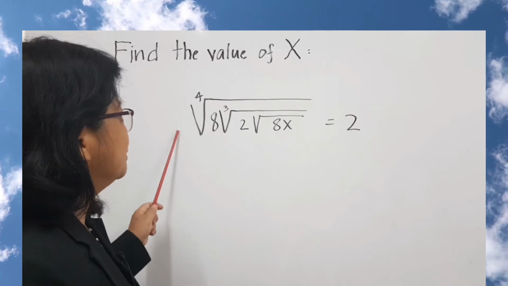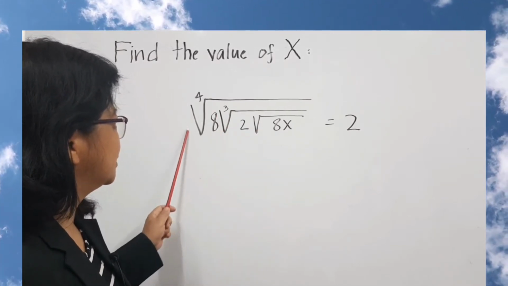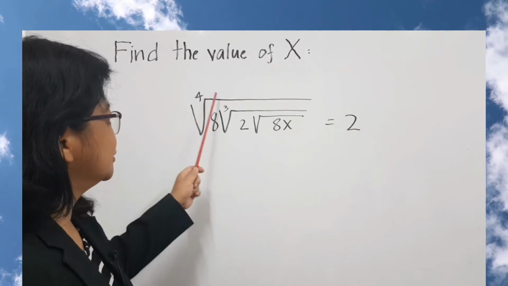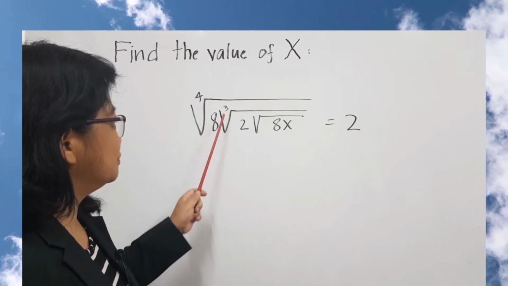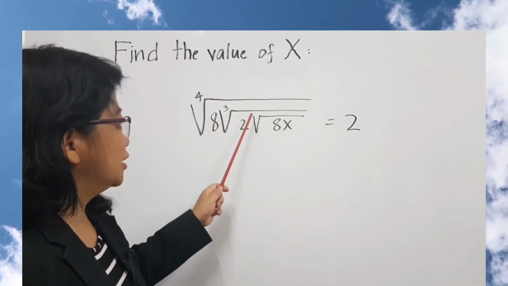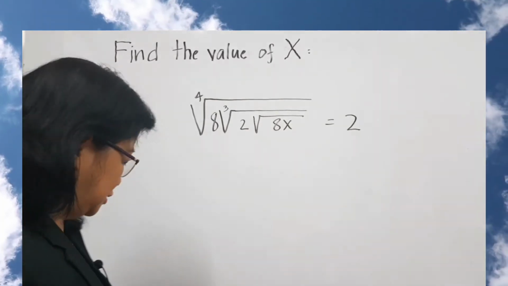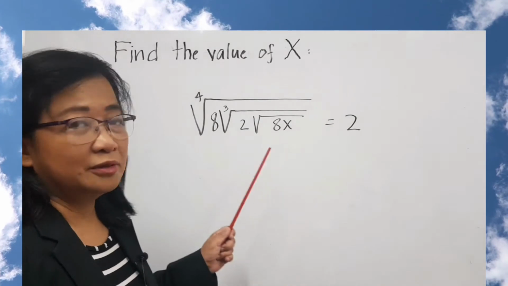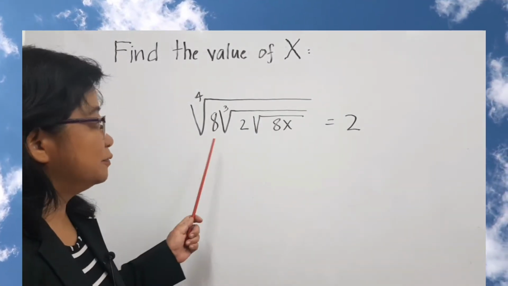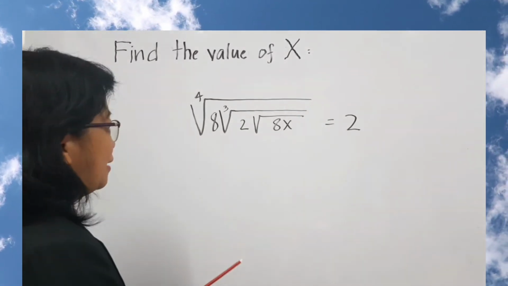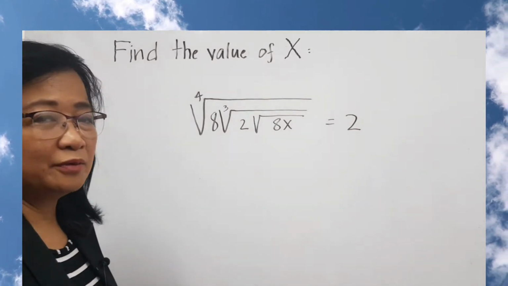So, we have to solve for x. We have here an equation which states that the fourth root of 8 multiplied by the cube root of 2 times the square root of 8x is equal to 2. Now, how will you solve this one? This we can solve by raising this whole equation to the power 4.